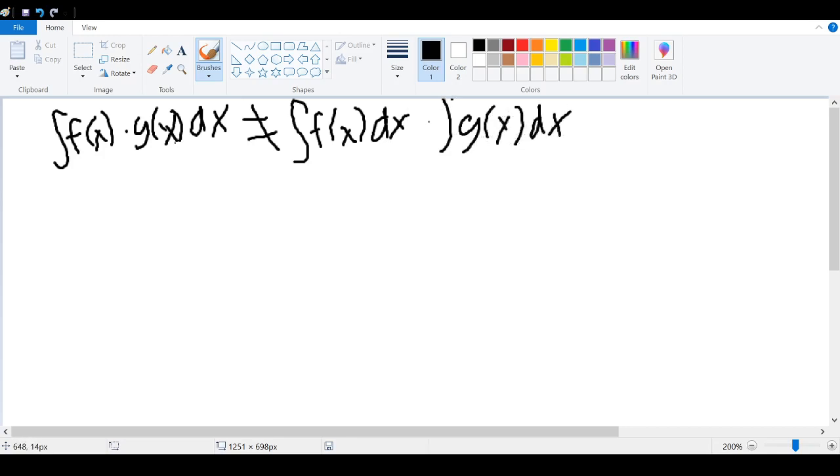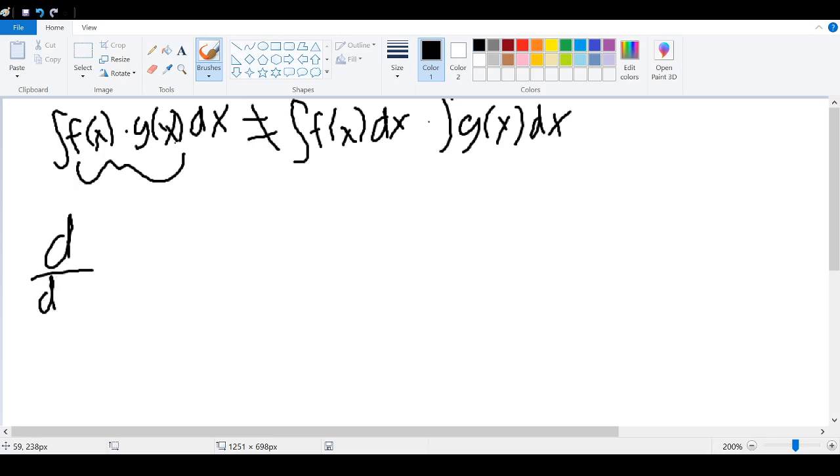However, integration by parts does allow us to integrate the multiplication of two functions. It's just not as simple as multiplying the integrals of the functions separately. And so let's get into the derivation. What we have is the product rule. So let's start off by just saying what the product rule is.